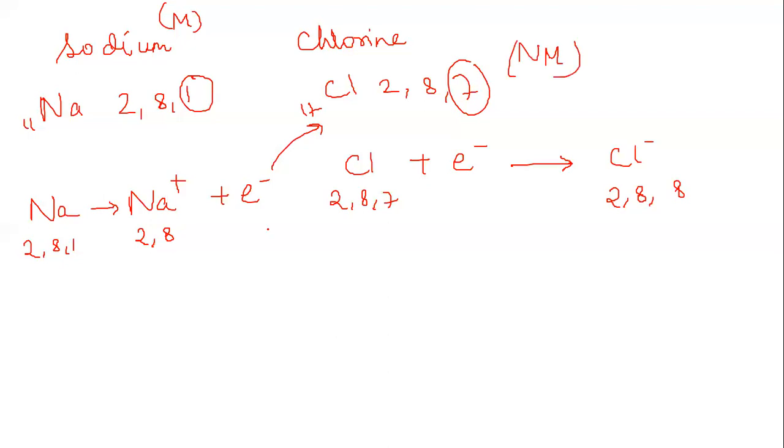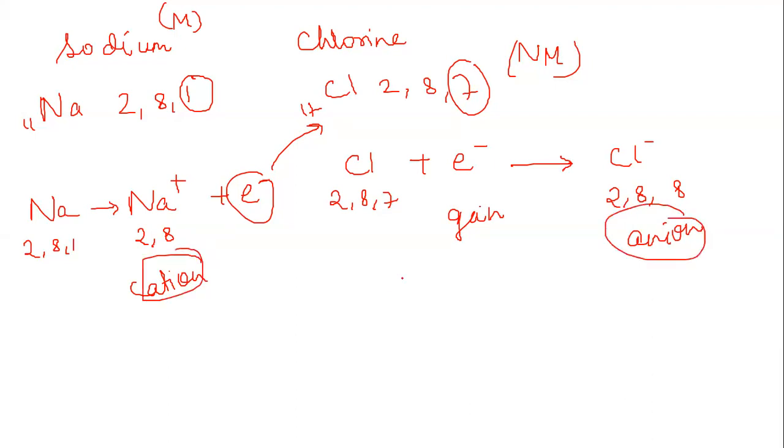So a metal loses an electron and forms a cation. A non-metal gains an electron and forms an anion. So you can notice that there is a transfer of electron from metal to non-metal. There's a give and take relationship. The metal is losing an electron, the non-metal is gaining an electron. So this transfer of electron from metal to non-metal gives rise to an ionic bond. It leads to the formation of cation and anion.